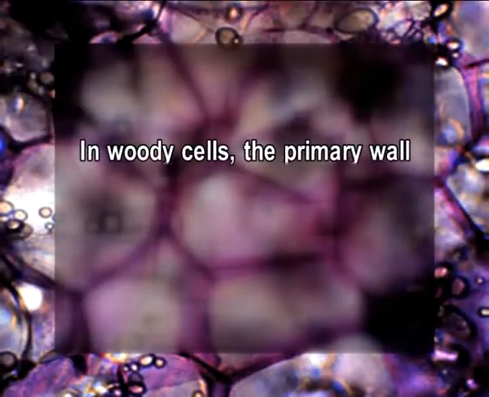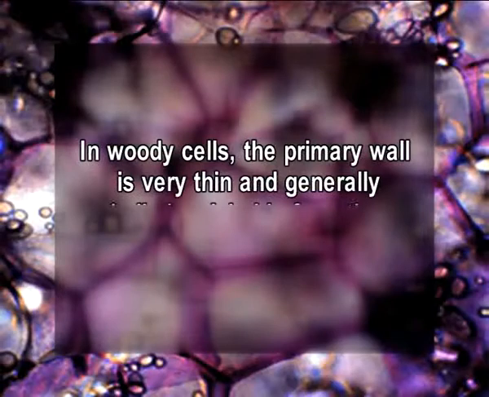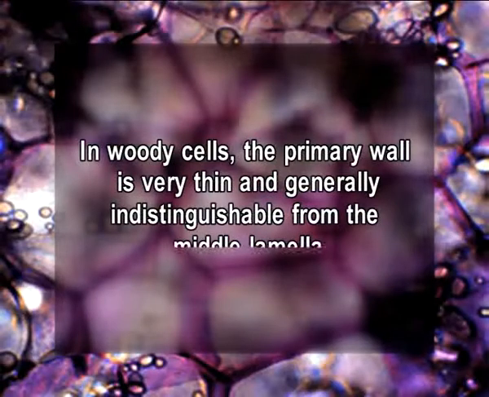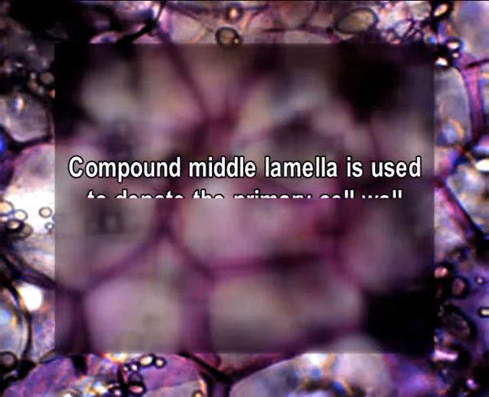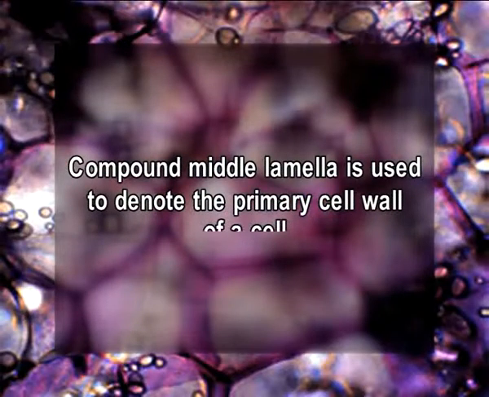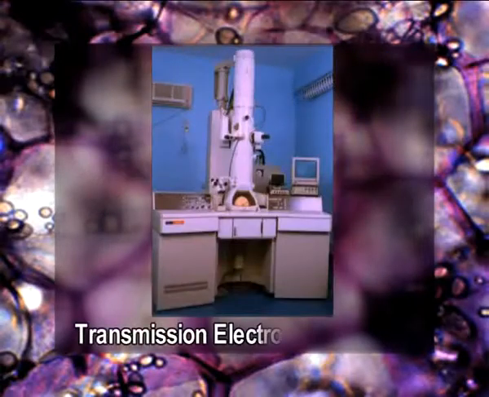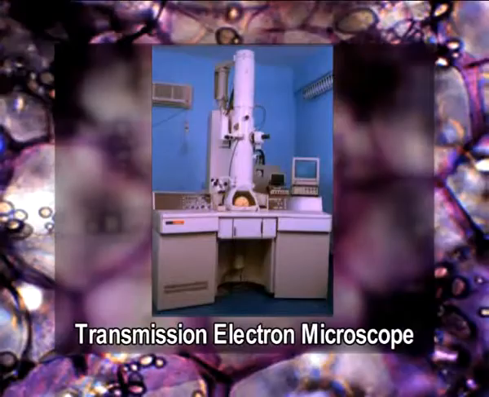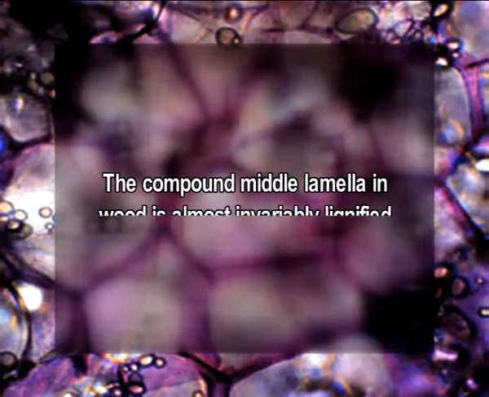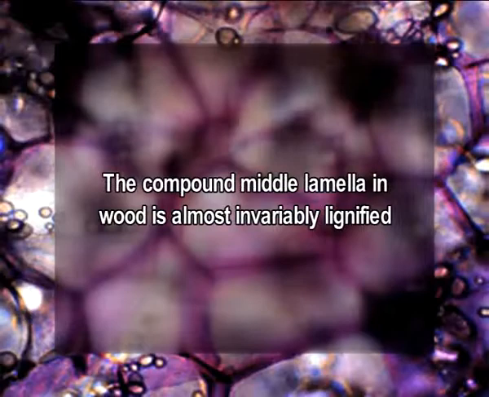In cells in wood, the primary wall is very thin and is generally indistinguishable from the middle lamella. For this reason, the term compound middle lamella is used to denote the primary cell wall of a cell. Even with transmission electron microscopy, the compound middle lamella often cannot be separated unequivocally into its component layers. The compound middle lamella in wood is almost invariably lignified.